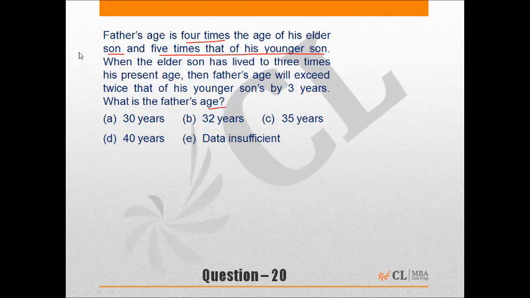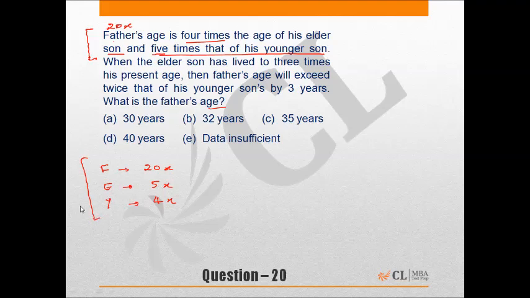Now in this question, typically we tend to get confused in these first couple of lines. Father's age is 4 times the age of elder son, 5 times the age of younger son. To make your calculation easier, assume the father's age to be a multiple of 5 and 4, or 20. So let me assume the father's age is 20x. Then the elder son's age is 5x, and the younger son's age is 4x. Now this will help you cut down on your calculation effort.